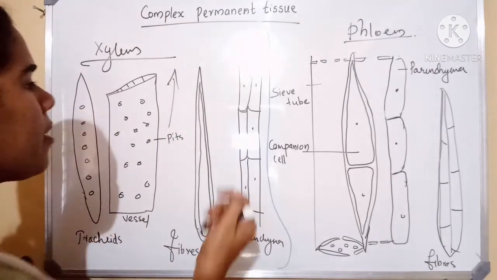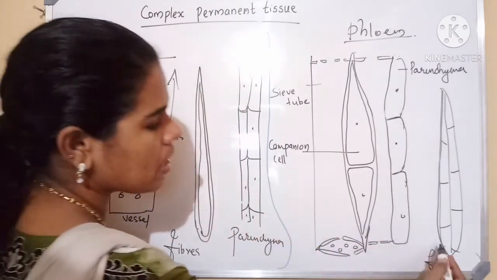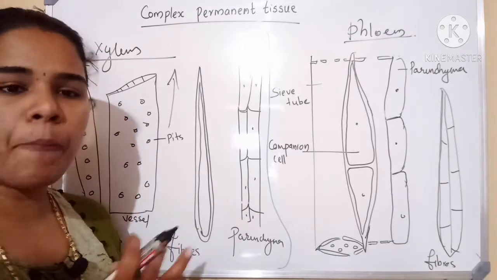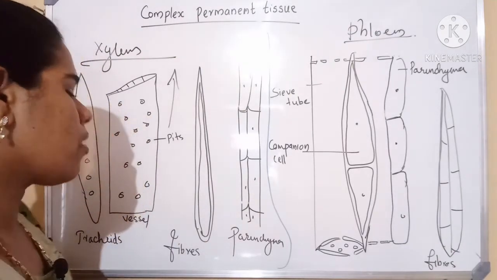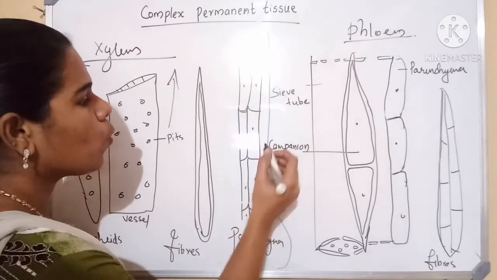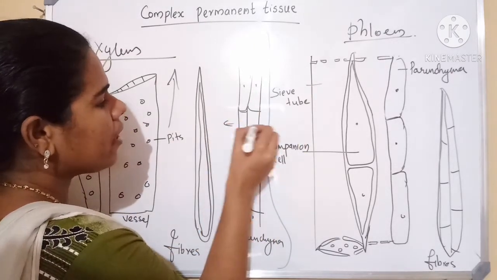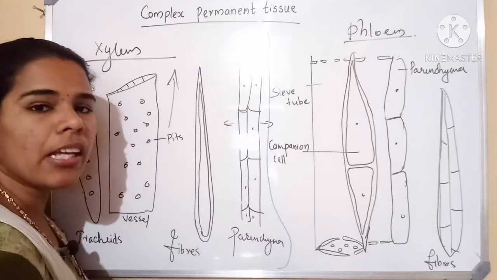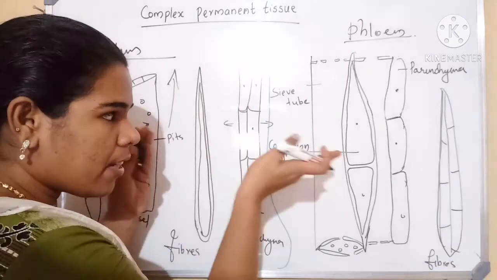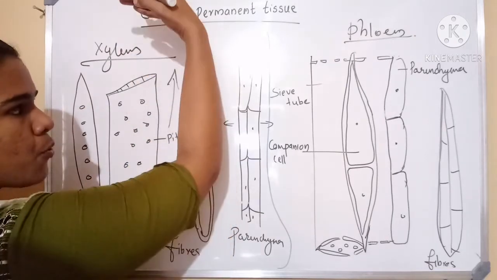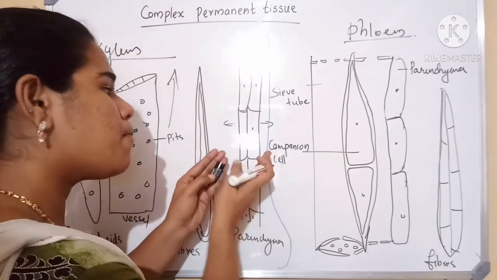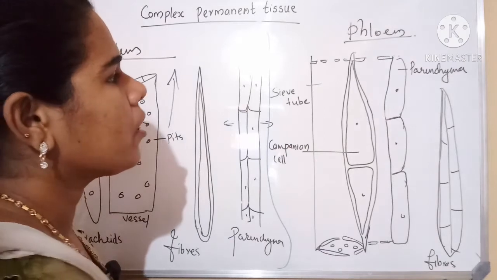And here both these fibers help provide support to the cells or tissues. And this parenchyma helps the sidewise movement of water. This is tubular in structure, which helps upward movement. This helps sidewise movement of water.